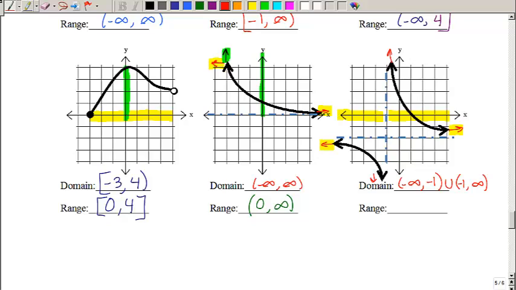My range is very similar. This arrow says I go down forever. This arrow says I go up forever, but the one value I'm not allowed to have is my asymptote at -2. I'm allowed all values below -2 all the way right up until the asymptote. Then I'm allowed to have all y values above -2, but I have a hole right here at -2. Therefore, my range is negative infinity all the way up to -2, union -2 until infinity.